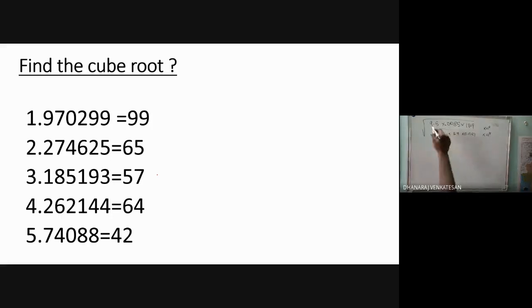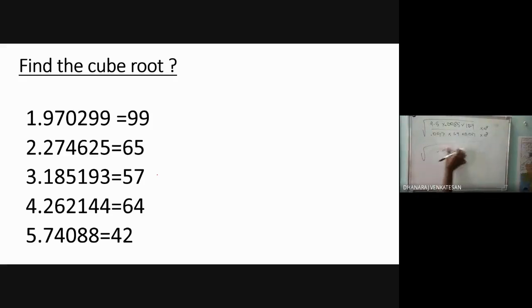To make this numerator a whole number, you have to multiply with 10 to the power 6. To make this denominator a whole number, you have to multiply with 10 to the power 8. You have to choose the greater one, 10 to the power 8 alone. Here you multiply with 10 to the power 8, here also you multiply with 10 to the power 8. Then what will you get?